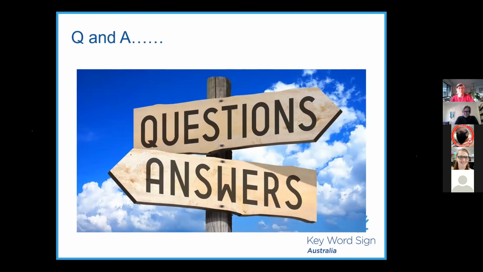Rachel Trabuco is actually a parent of a child in South Australia who managed to get some keyword sign funding into her plan. So I'd be really interested to hear from you, Rachel, about your experiences with that, and any other questions. If you've got questions still, some have been coming up, but perhaps write them down. We'll just hear from Rachel now.